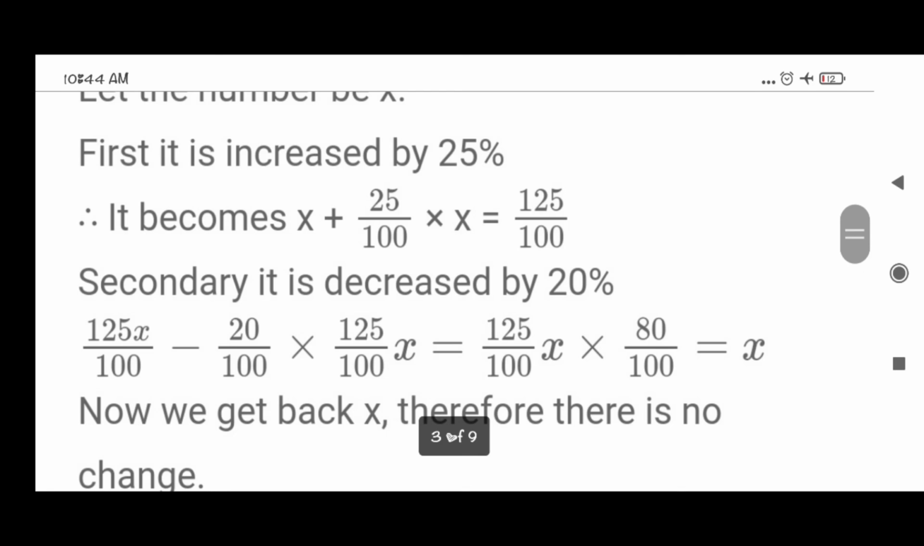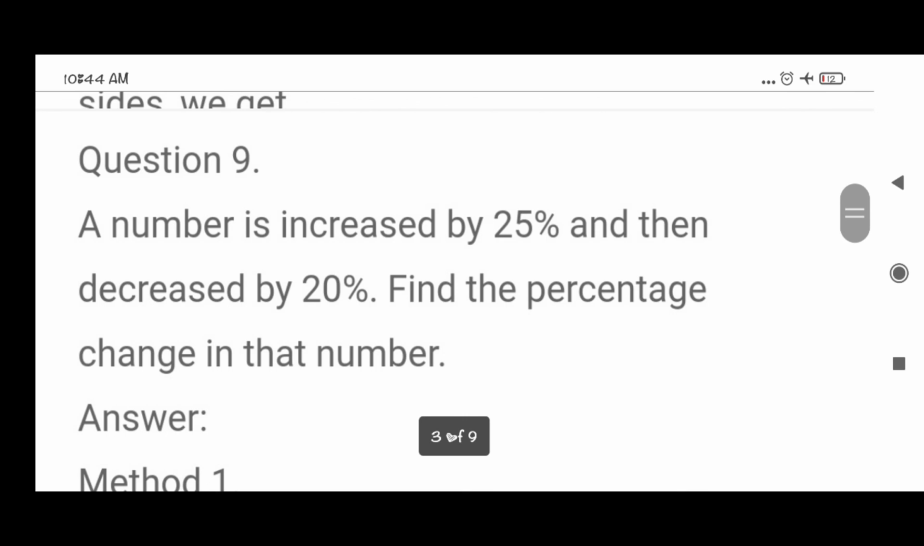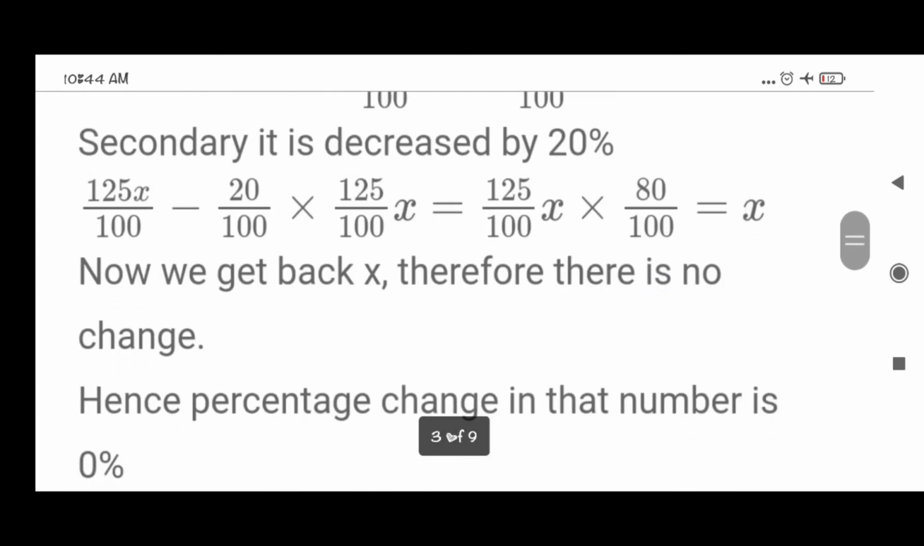Can you understand this question? So here the number is first increased by 25% and then decreased by 20%. Find the percentage change in that number. So here it is 0%. The change is 0%.